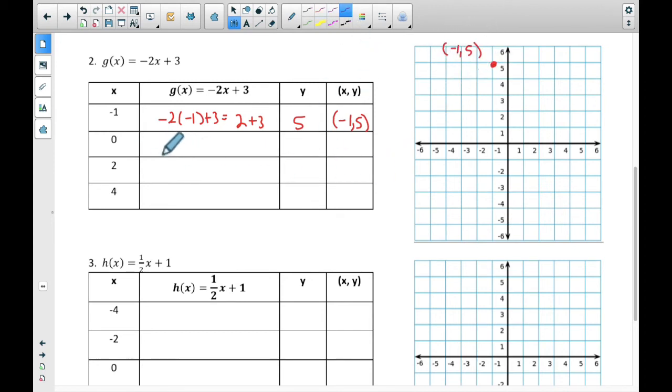I'm going to plug in a 0. And I already told you that 0 is my favorite because it's so easy. Because 0 times anything is 0. So that's 0 plus 3. So my point is 0, 3. 0 is my input, 3 is my output. 0, 3 goes right here.